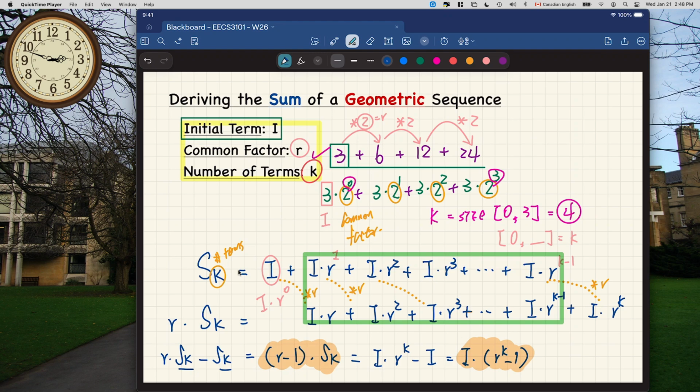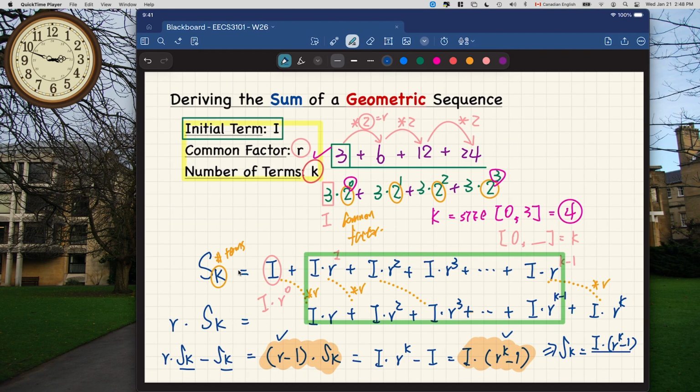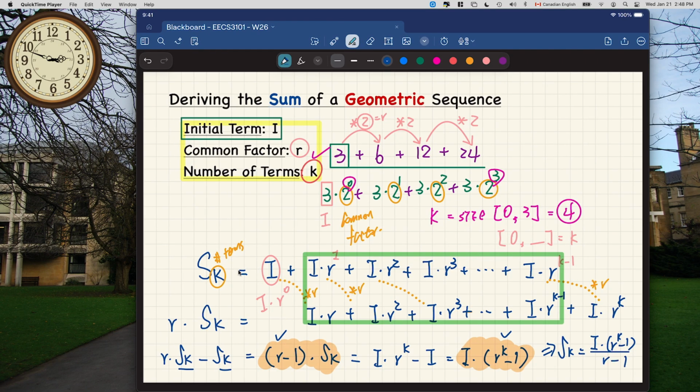So that's the ultimate answer. And then I'll make a little bit of highlights before we move on, okay? So we know that sk will be equal to I times r to the k minus 1, which is this term, divided by r minus 1. All right, so that's the ultimate formula.